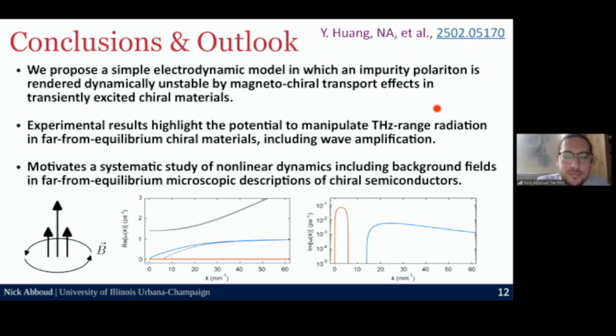If I'm not mistaken, your group used a linearly polarized pump. Is that correct? That's correct, yes. So it's not clear in this case what is the mechanism of creating chiral imbalance in the material. And my question is whether you also tried using circularly polarized pumps, and whether there was any change in the result. Yes.